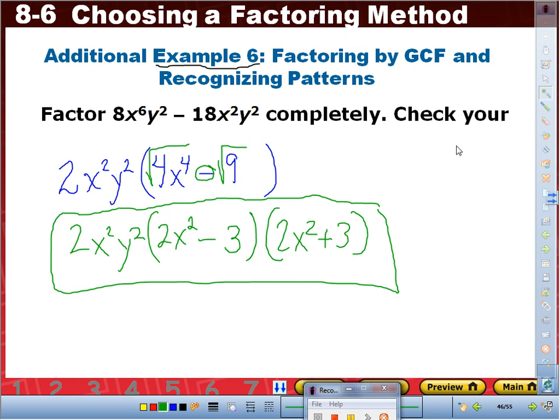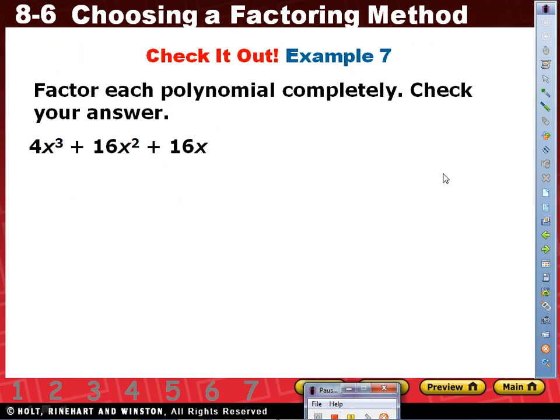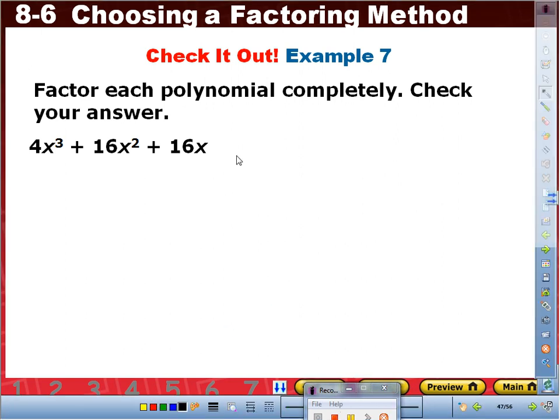How are we doing? Okay, number 7. Copy this next one down, please. Example 7. It says, factor each polynomial completely, same instructions, and check your answer. So then they give us 4x cubed plus 16x squared plus 16x. See if you can do this one by yourself. You should be able to do this one within 40 seconds. Go.